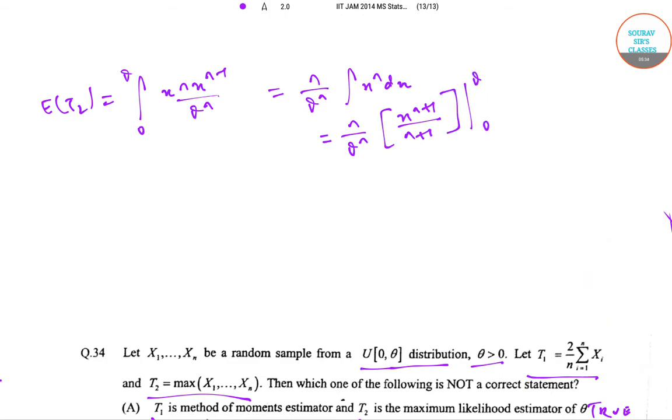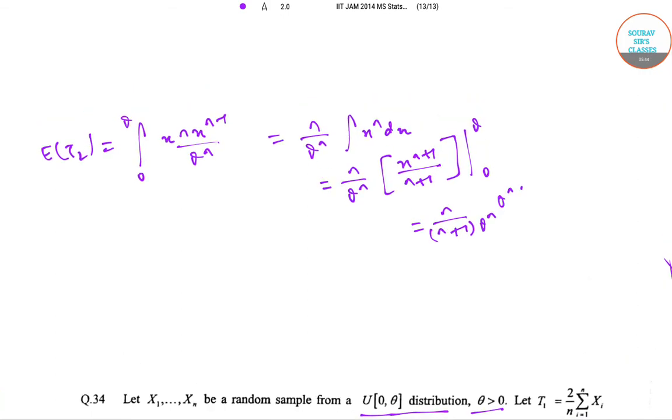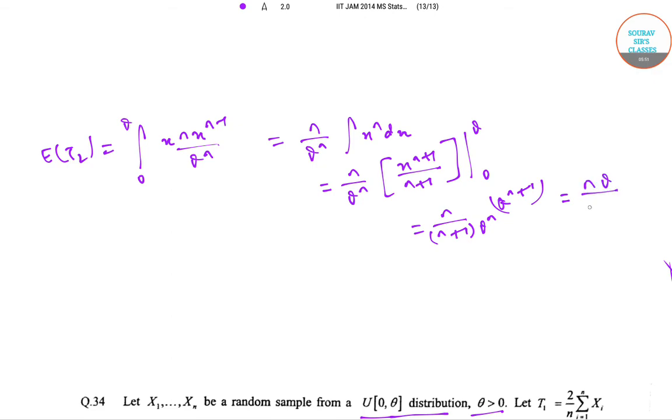evaluated from 0 to theta, which is equal to n by (n plus 1) theta to the power n into theta to the power n plus 1, which gives us n theta by n plus 1, which is not equal to theta. Therefore, T2 is not an unbiased estimator of theta.